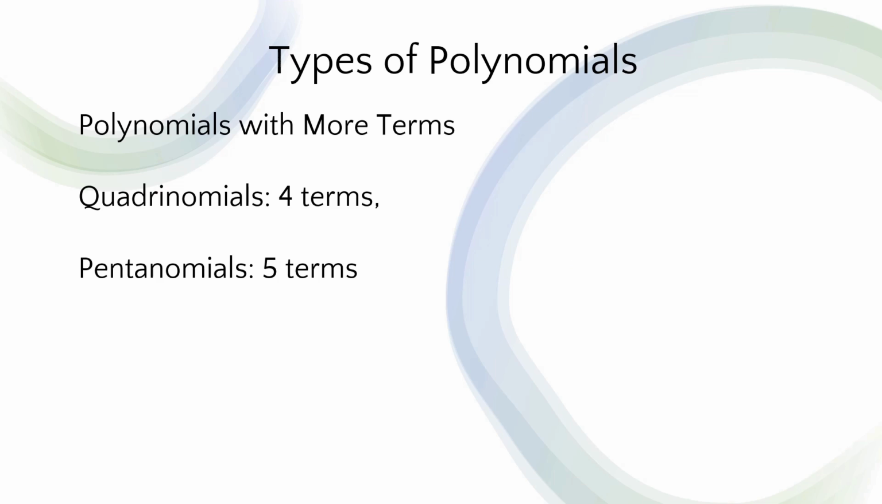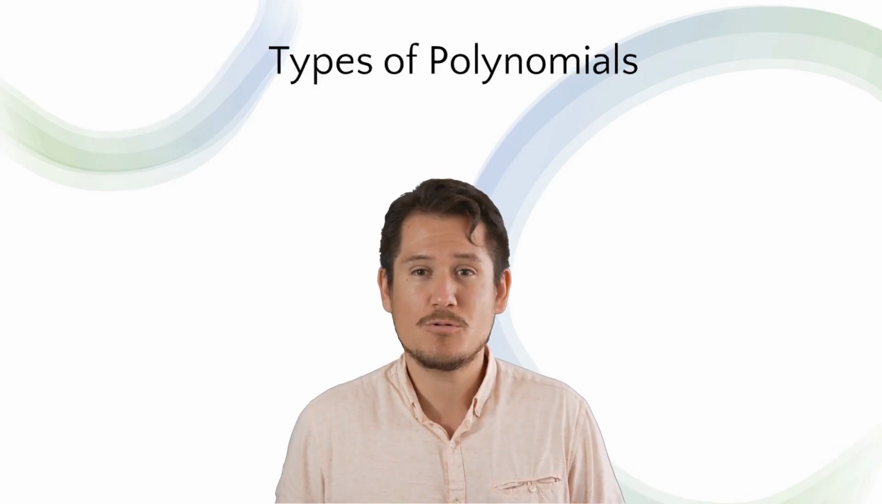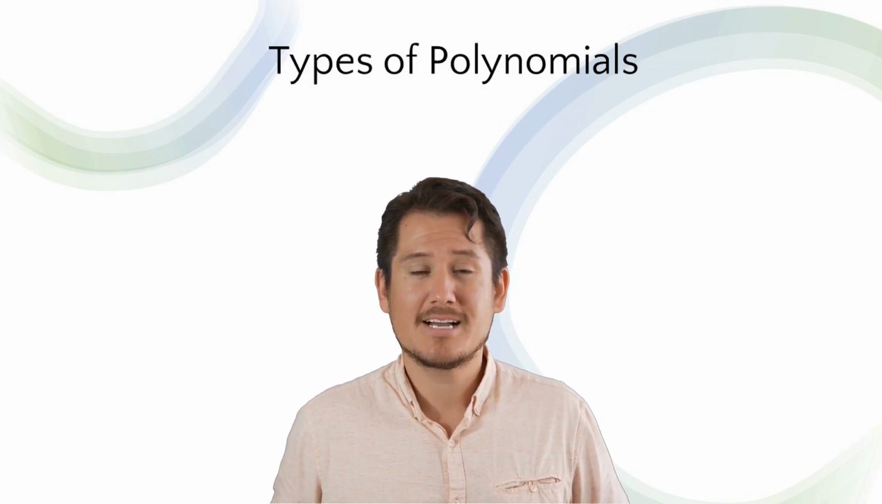Polynomials with more terms. As we progress, we have polynomials with more terms, sometimes referred to as quadrinomials, which include 4 terms, pentanomials with 5 terms, and so on, depending on the number of terms involved in the expression. These classifications are valuable tools for mathematicians and scientists to understand and work with polynomials of varying complexity, making them essential concepts in the study of algebra and mathematics.